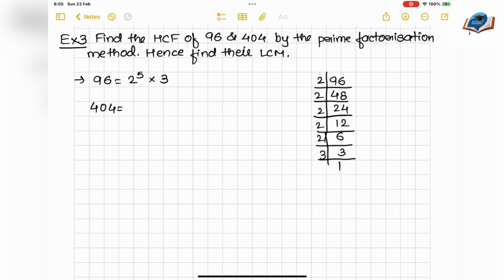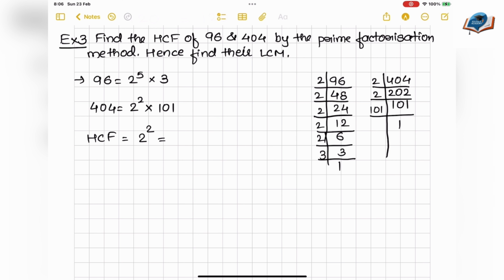Now if I do it for 404, 2, 202, 2, 101, 1. And now 101 is a prime number, so it came 2 square into 101. Now, to find HCF, there is a smarter way also. You have to write the factor which is common. So 2 is there in both. Now the minimum power you have to write down. So that is 2 squared, so HCF will be 4.